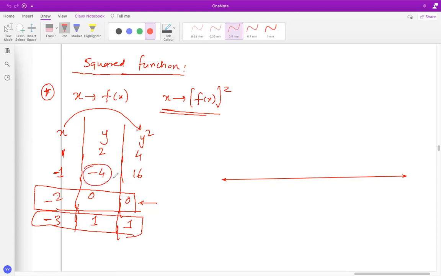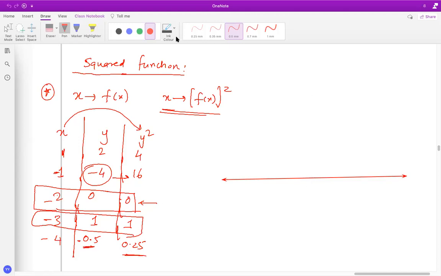Any negative value gets squared, and if its magnitude is higher than 1, you can see that it becomes even bigger. But if it's, for example, 0.5 or negative 0.5, then squaring it gives 0.25. So numerically, this is going to come closer to the x-axis.